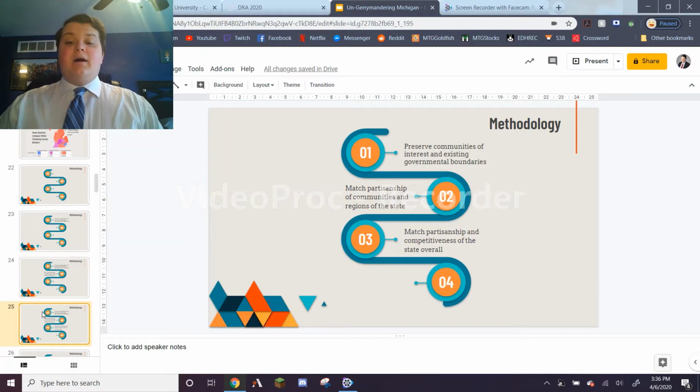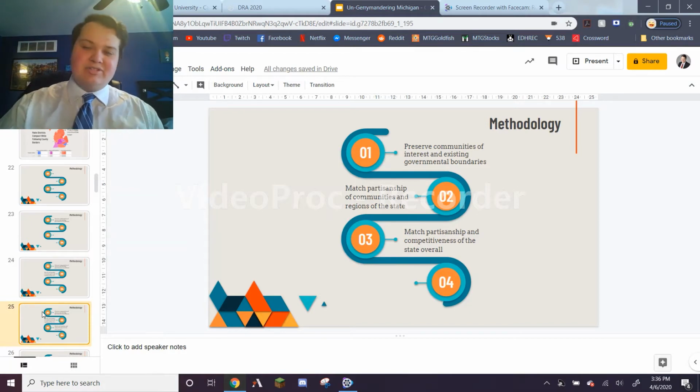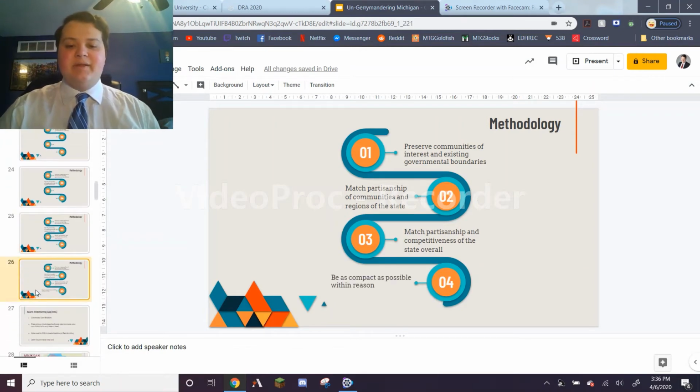We can also match partisanship and competitiveness of the state overall. So I do think that there were good outcomes in trying to have a fair number of seats for each party at the state level. It's not a top interest, though. I don't think that that's a top interest, but it's one to keep in mind as you're going through this process. And then the last one I chose was just to be as compact as possible within reason. Obviously, you can't be perfect, and we're not going to have those bubble districts.